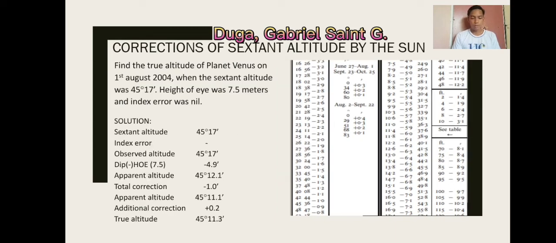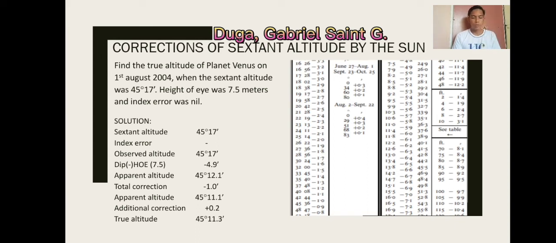Next is another example, still corrections of sextant altitude by the sun. In this example, you need to find the true altitude of planet Venus on 1st of August 2004 when the sextant altitude was 45 degrees 17 minutes. Height of eye was 7.5 meters, and index error was nil.